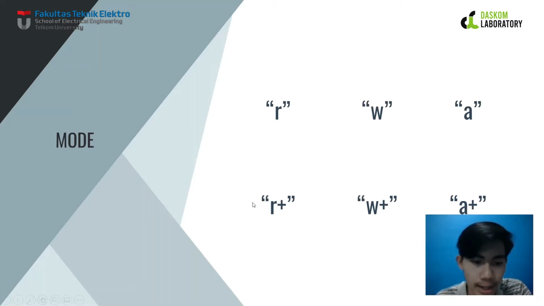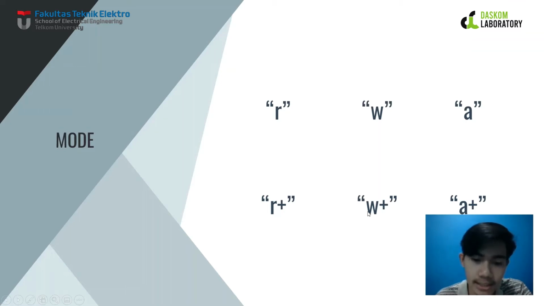Well, there are also modes r+, w+, and a+. The plus symbol is called the update mode. There is the r+ mode. It means the same as r, which is the reading process, but it can also be used for the writing process.